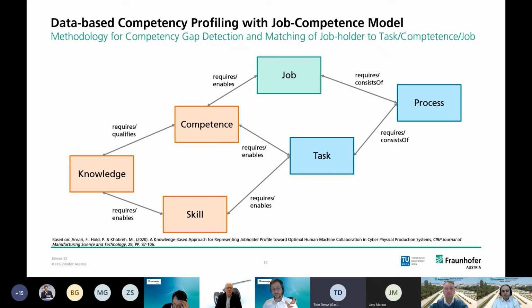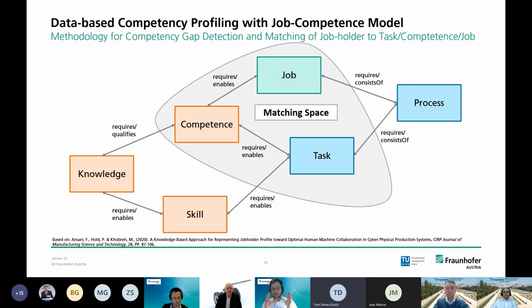And as you can see here, the world of education and the world of work and the job holder profile meet in the triangle of job, competence, and task. And this is our so-called matching space, where we are able to detect a competency gap between the job role and profile, the tasks the person holding this job has to fulfill, and the competences which are available.